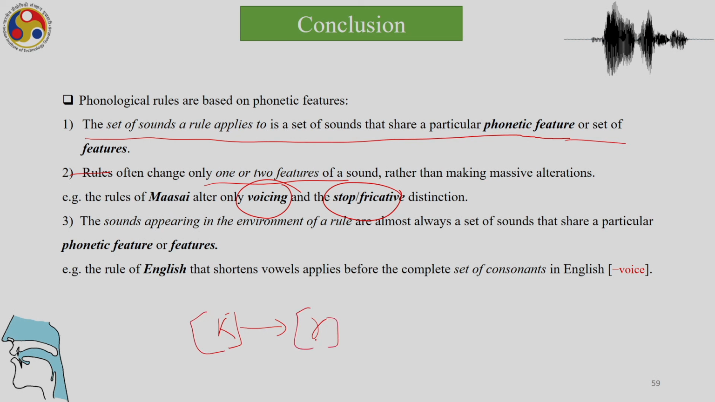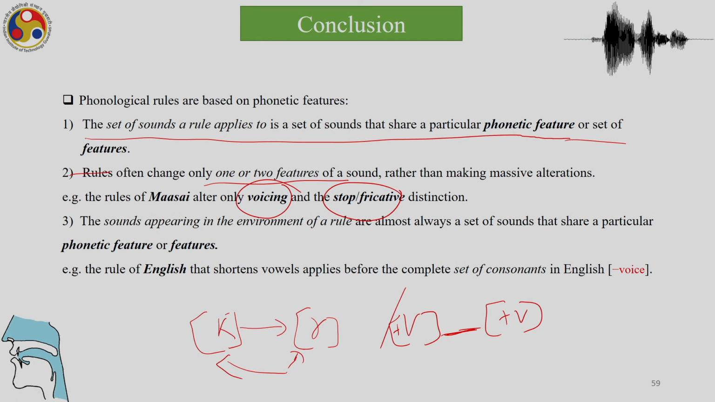So here the rule applies to k, and k becomes r. What are the features that they share? They share the feature of place of articulation. So k and r are both velar, and they change in this environment. They both become plus voice. When k occurs in this environment, flanked by two vowels, it becomes r. The important point here is that they share a particular feature. What feature do these two share? They share the place of articulation.